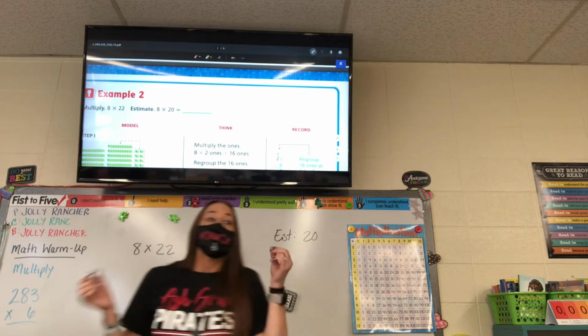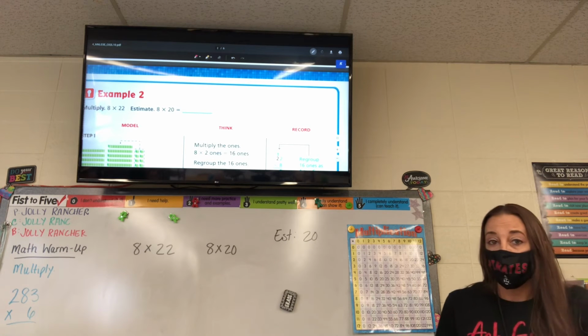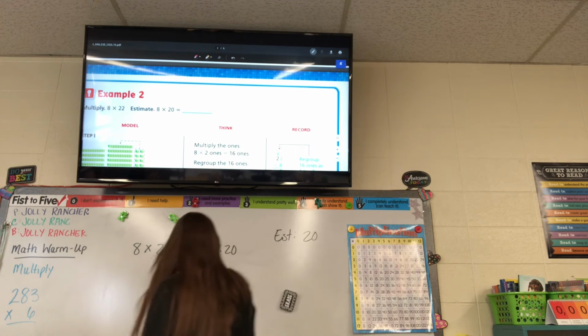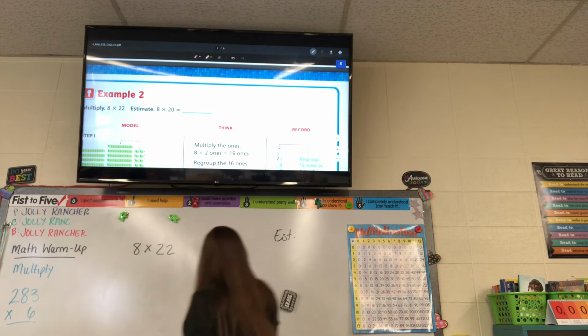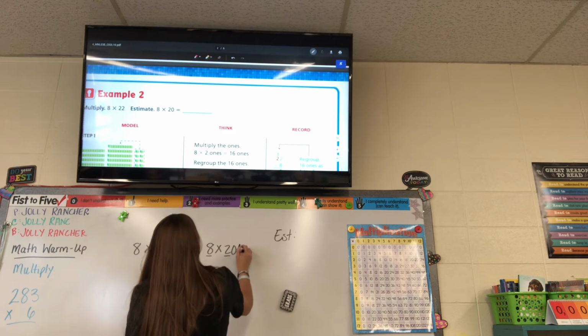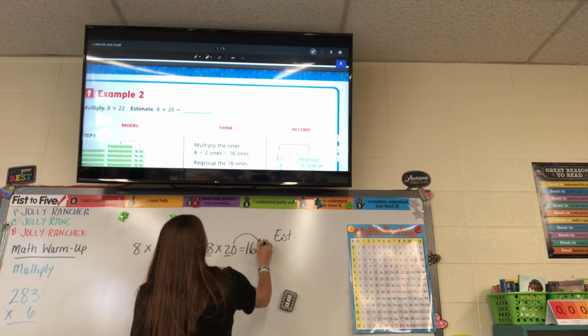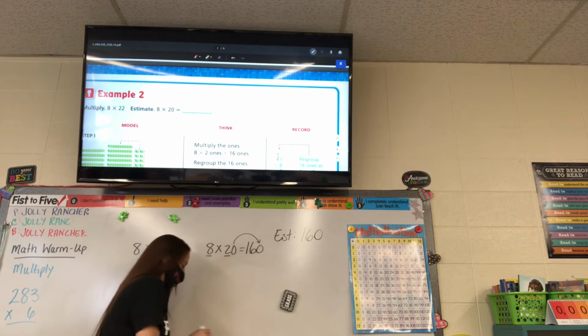They never multiplied the 8 to it, right? Estimates are 2 steps. Step 1, round. Step 2, multiply. Okay? So, the estimate's not 20. It's 8 times 20. 8 times 2 is what? 16, with a 0 behind it. So our estimate's going to be 160.